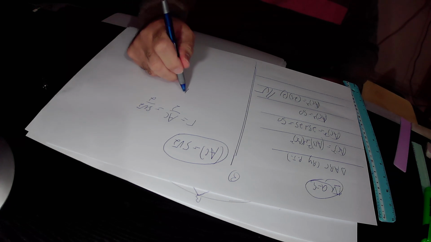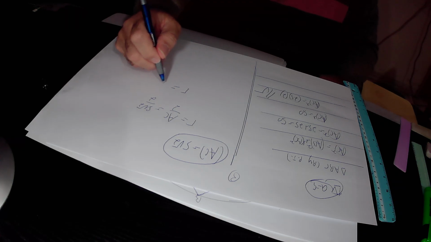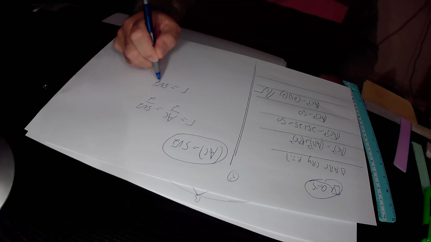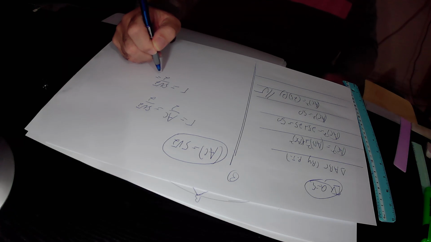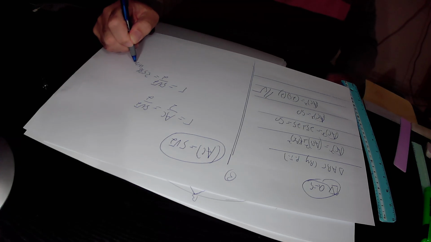So in total, the radius of the circle equals 5 times square root of 2 over 2 units in its length. In terms of numbers, it is equal to 3.536 units in its length.